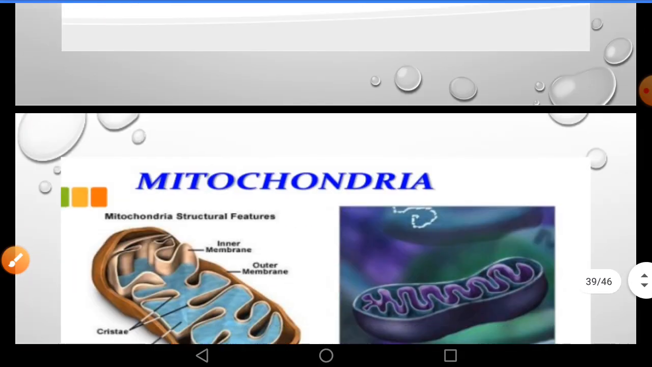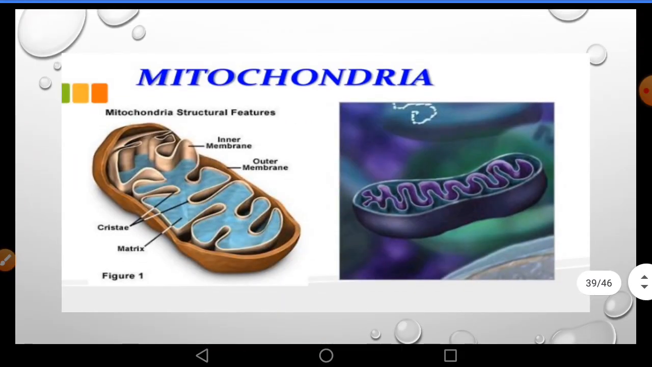Now we have mitochondria. So what did we learn, dear children? Endoplasmic reticulum, then Golgi apparatus, lysosome, and now we have mitochondria. Mitochondria are also known as the powerhouse of the cell. Okay, the energy required for various chemical activities. लाइफ प्रोसेस में डिफरेंट केमिकल एक्टिविटीज़ होती है ना, उसके लिए क्या चाहिए? एनर्जी चाहिए.